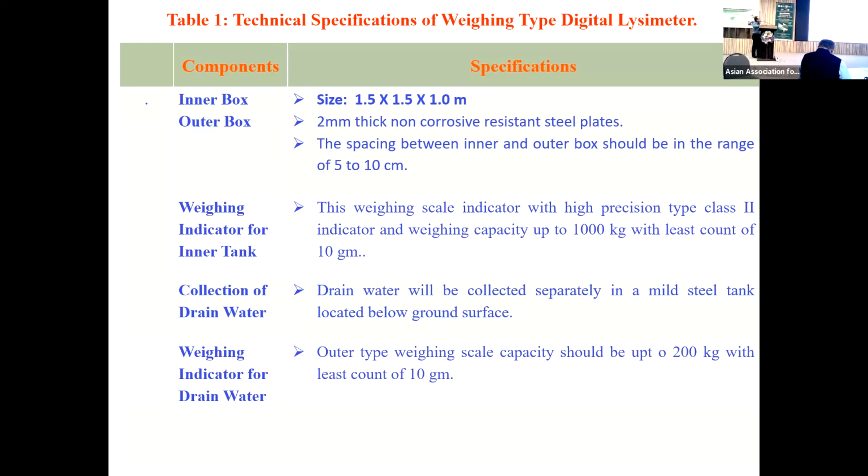The sizes are 1.5 meter by 1.5 meter by 1 meter depth. Then weighing indicators are there also. Then there is collection of drain water for the water balance study, and weighing indicators for the drain water are also installed there, so that we can get the daily drain water, whatever water is drained, whatever water is stored in the root zone, and whatever water is passed to the environment due to the physiological activities of that crop.